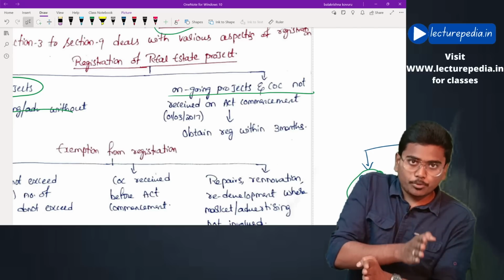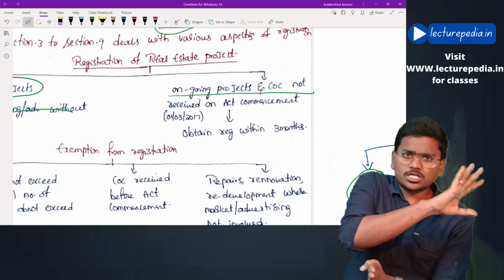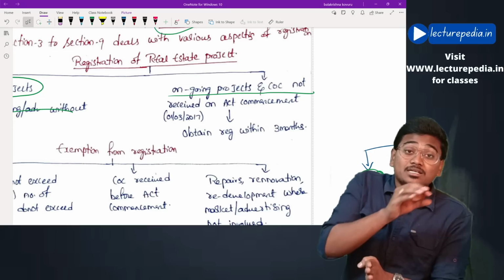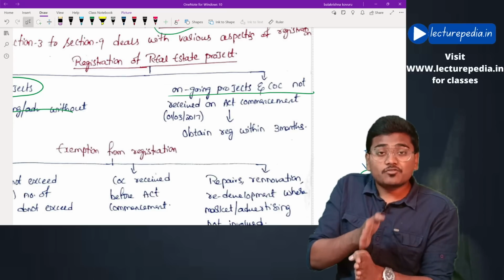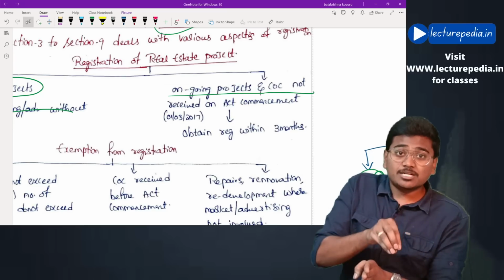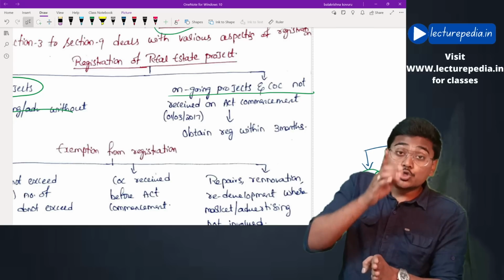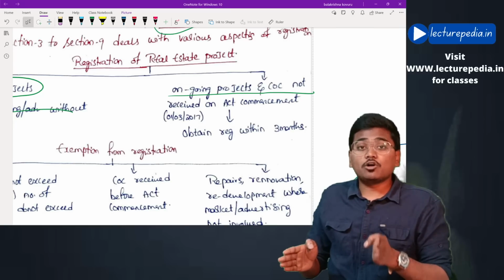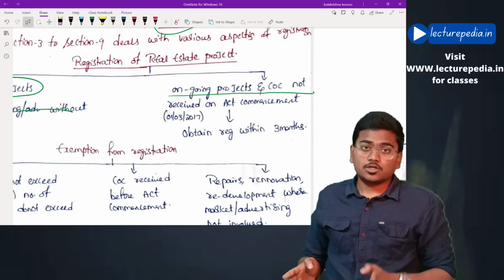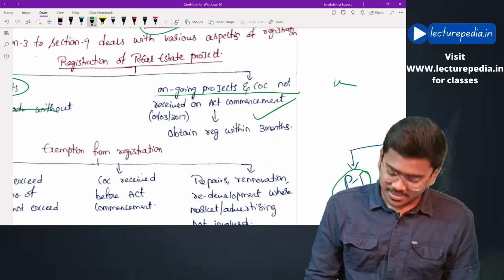If the project is completed before the Act has come into existence, you need not obtain registration for that. But there will be projects which are ongoing, still under construction as on the date of commencement of the Act, and for which the completion certificate is not yet received. In that case, you need to register those projects with RERA within 3 months from the date of commencement of the Act. Hope this is clear. The same I have explained here, you can go through that.